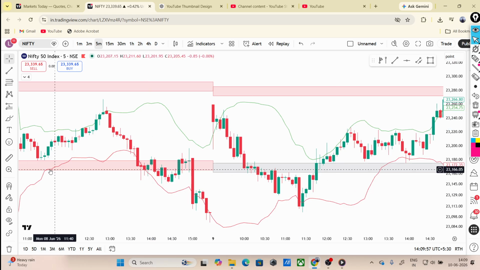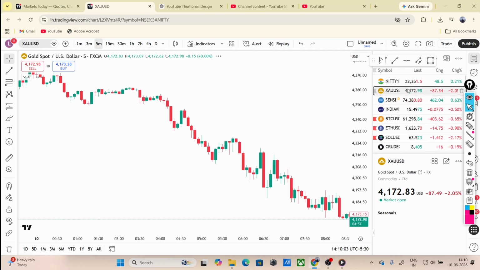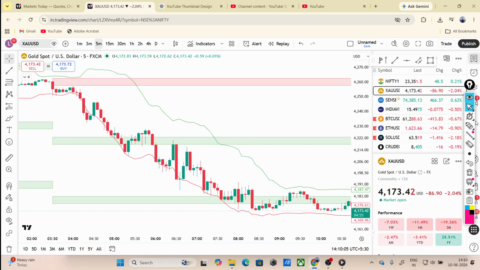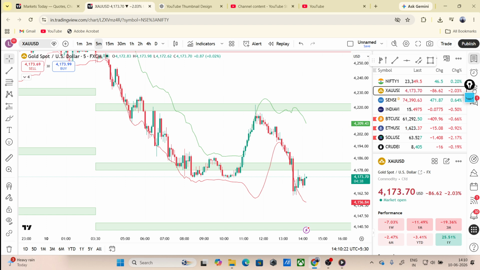Okay, this is Nifty. I can explain in gold also. In gold the zone is working very well. Okay, see gold. Today's trade.